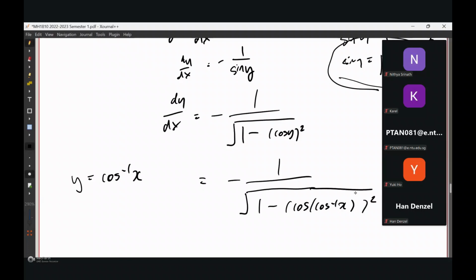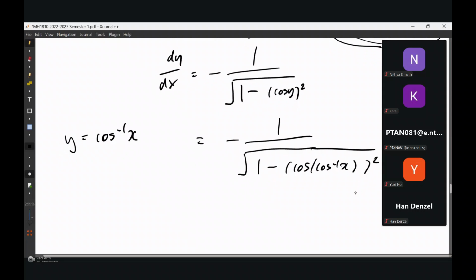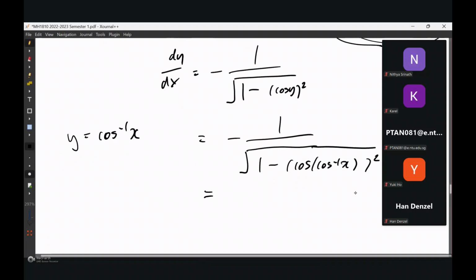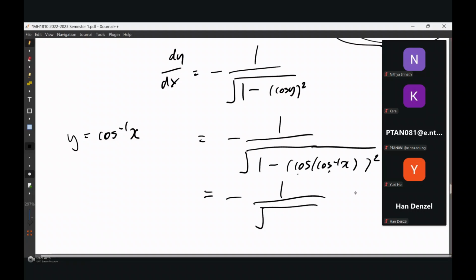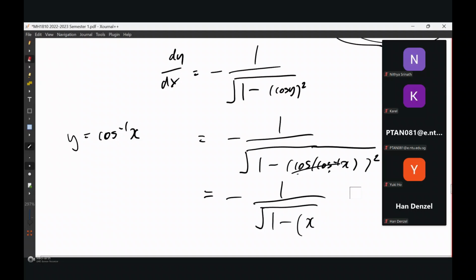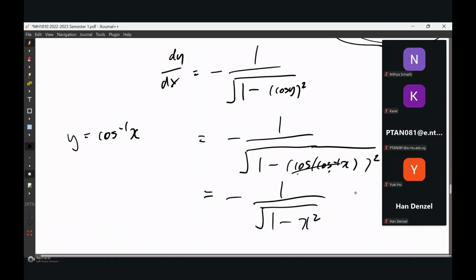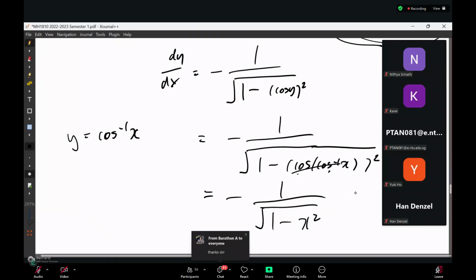I'm going to square everything here. Notice that cosine and cosine inverse are reverse processes of each other, so they will cancel out. So 1 minus x squared. You can just remove the bracket, x squared.